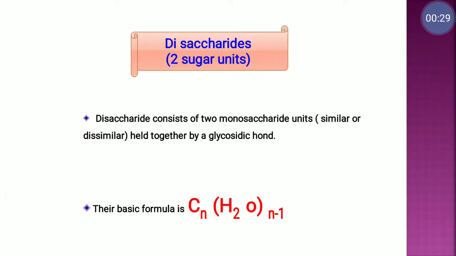Actually, what is meant by disaccharide? Disaccharides are the sugars consisting of two monosaccharides which are attached with each other by a glycosidic bond. The basic formula for disaccharide is CnH2n-2O(n-1), where n is the number of carbon atoms.